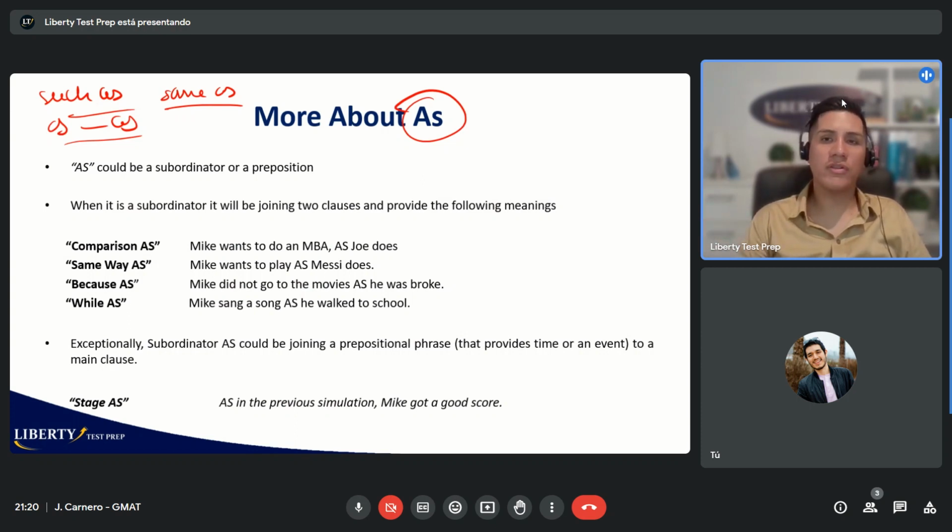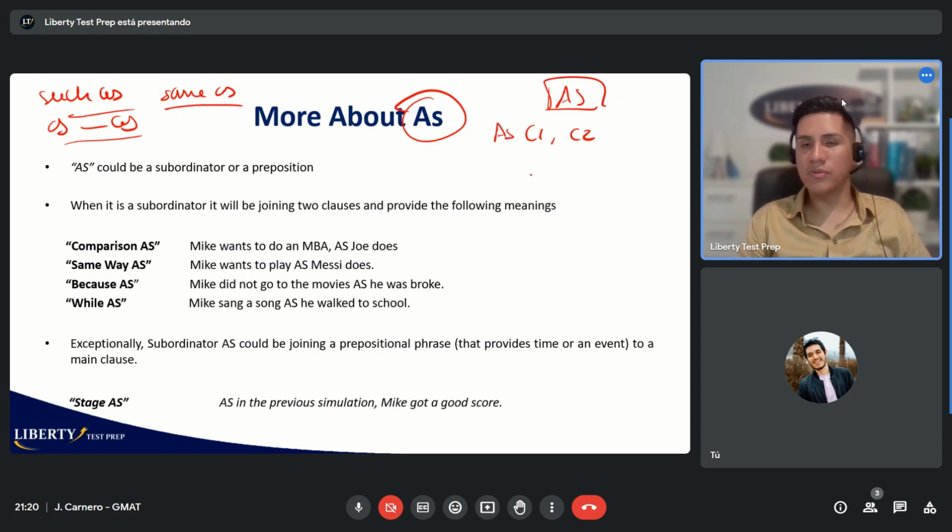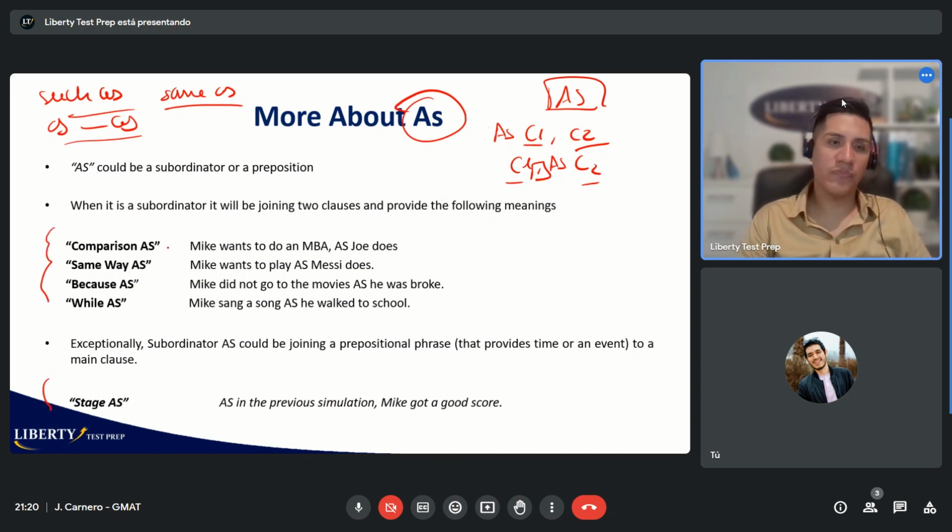Okay. Here we're going to see the subordinator as. How do you know that as is a subordinator? Well, because they're going to give you two clauses: as clause number one, comma, clause number two, or clause number one, comma, as clause number two. That comma here is optional. So if you have two clauses, then in that case, as is a subordinator. If as is a subordinator, then you have different meanings. First meaning is the one we already saw, the comparison. You could be comparing two clauses. Second meaning would be the imitation. If you don't have a comma, then it would be turned into imitation.